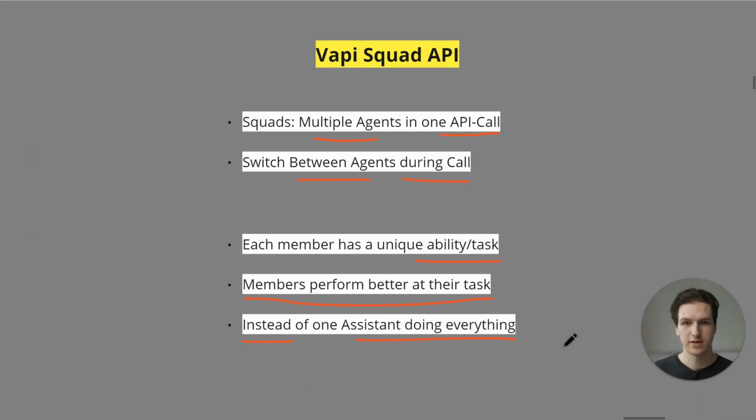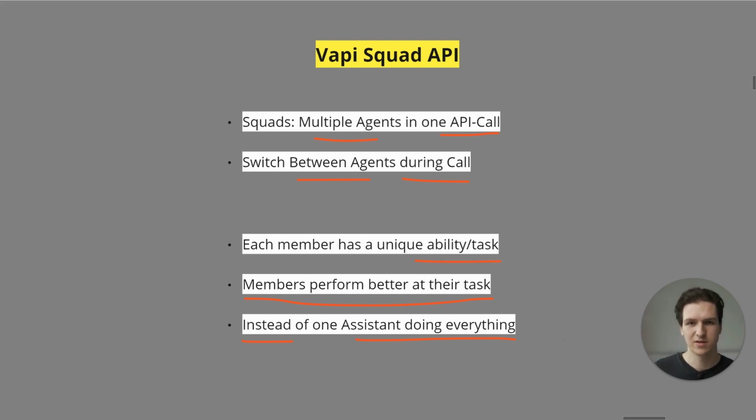If you use advanced logic and tool calling, then this is a key feature, and this is super cool because now you can have each member or assistant perform better at their specific tasks instead of having one big assistant doing everything and getting confused all the time. Now this is great for reliability and performance. And what this allows you to do is that you don't have to forward the call anymore.